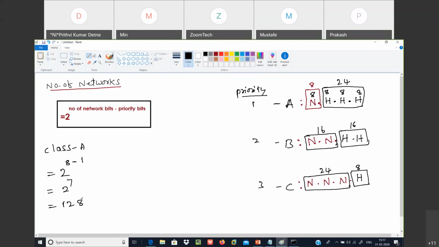So maximum in class A we have how many networks available? 128. If I need 10 networks, then use class A. If I need 20 networks, use class A. If I need 150 networks, then I choose class A, guys. The thing is, out of 128, all 128 networks are not usable. Here, 2 networks are minus. So 128 minus 2, 126 networks are valid.